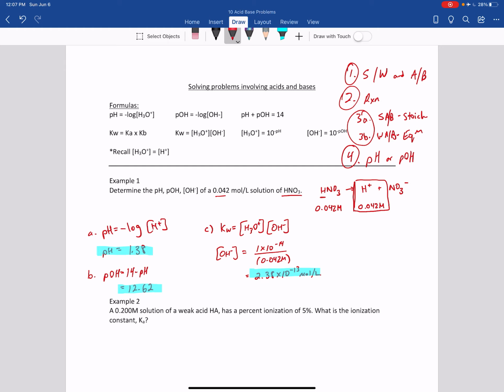Now you might be thinking there's no hydroxide in that formula. Where did it come from? Remember that this is from the autoionization of water.